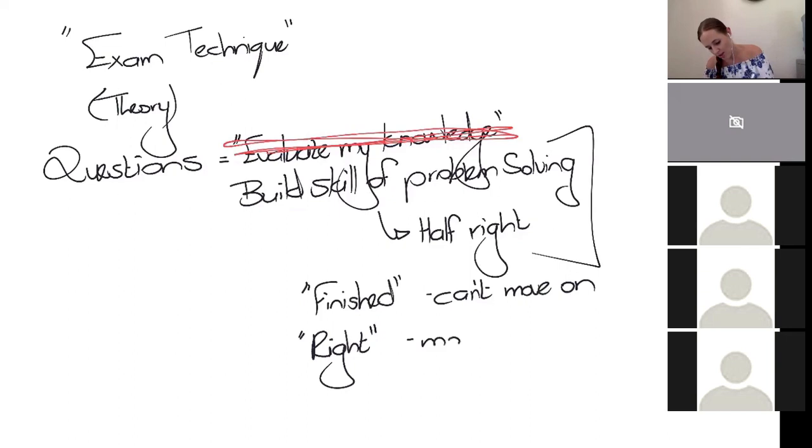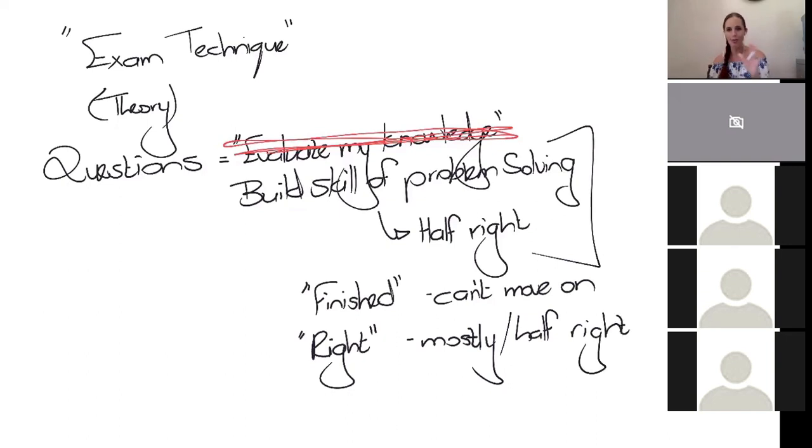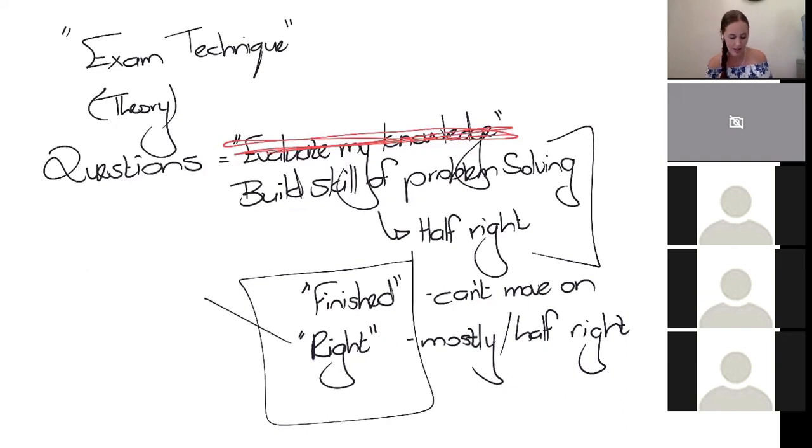The idea of being mostly right or half right for us is like, you may as well just not bother. We don't compromise on quality. And unfortunately for our studying, this is going to trip us up. The fact that we insist on finishing means that you'll do one question in the exam and not the next question, and you're going to fail.